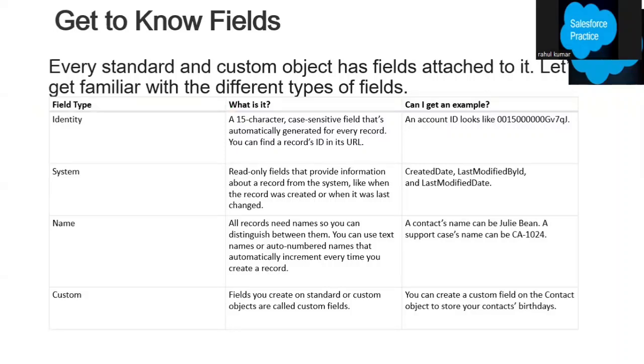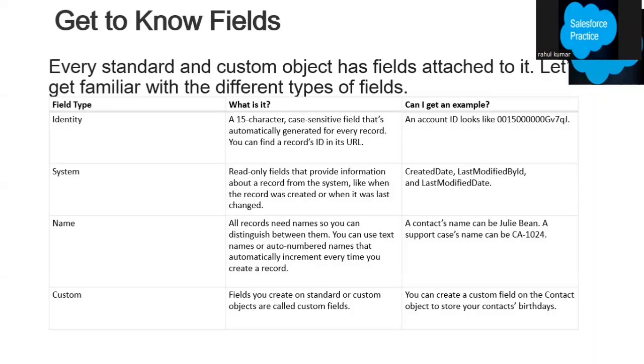First, the field data type ID. It is a 15 character or 18 character, case sensitive field that is automatically generated for every record. You can find a record's ID in the URL. For example, you have created one account, so for that account you will get an account ID there. Next, system fields. These are read-only fields that provide information about a record from the system, like when the record was created or when it was last changed. So we have created date, last modified date, and last modified by ID.